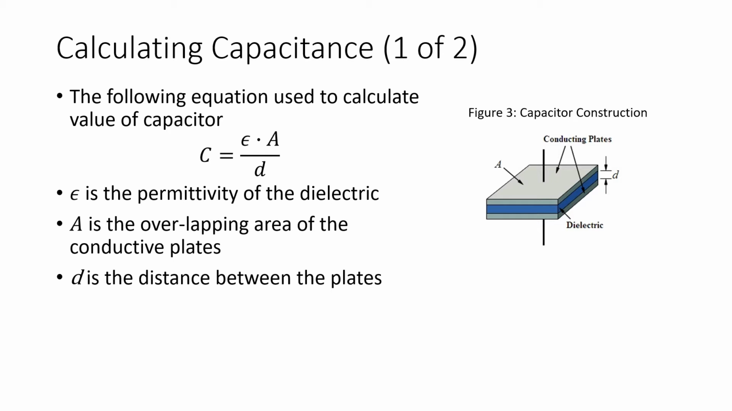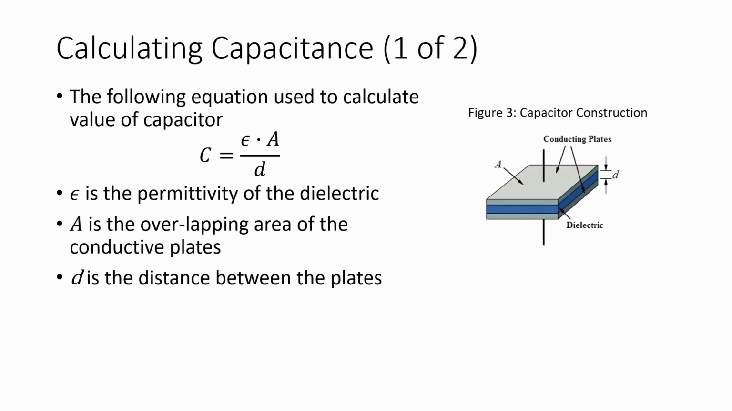Now, the equation shown is used to calculate the value of a capacitor. Capacitance equals permittivity times the area, the overlapping area of the conductive plates, divided by the distance between the plates. And if you refer to the illustration in figure 3, we can see the construction of this capacitor. Looking at the equation, if we increase the area of the plates, then the value of capacitance will increase.